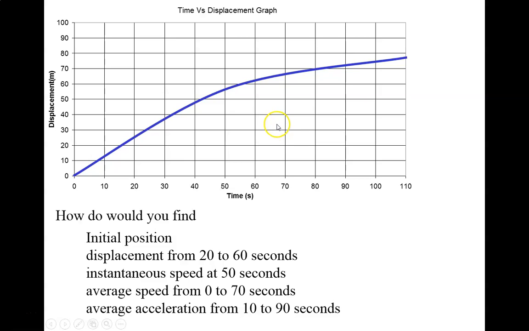The average acceleration from 10 to 90 seconds. What you would need to do is figure out the instantaneous velocity here by finding the tangent slope of the line, and the instantaneous velocity here by finding the tangent slope, and then use the acceleration equation, v2 minus v1 all over t. That's how you would do that. If there's one like that in the homework, you can skip that because that's really quite a bit of work and we don't really need to do that.